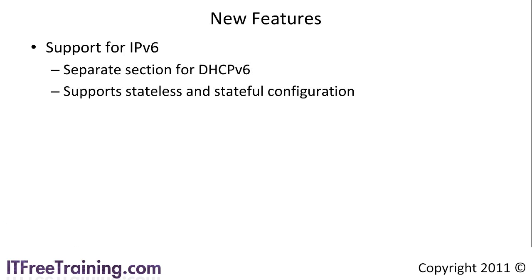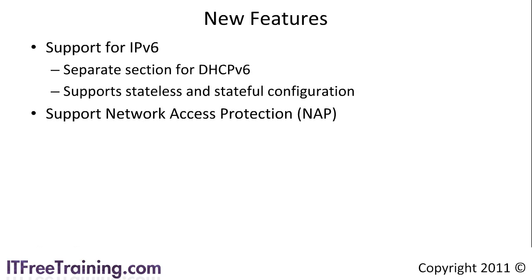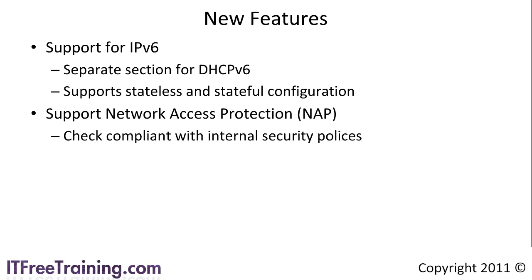The next new feature is support for Network Access Protection, or NAP. NAP is part of a new tool set that controls access to the network. This means you can set up your own internal security policy. If a computer does not meet the internal security policy, for example, does not have Windows updates on, is not up to date with antivirus, it will not be allowed on the network.